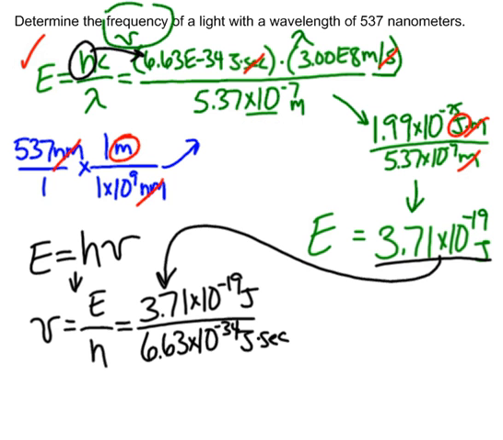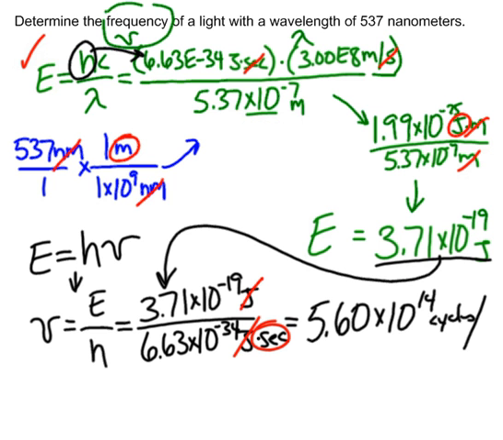Again, leaving my seconds on bottom. My joules will cancel out. I'm left with cycles per second, and I'm going to end up with a final answer of 5.60 times 10 to the 14th cycles per second.